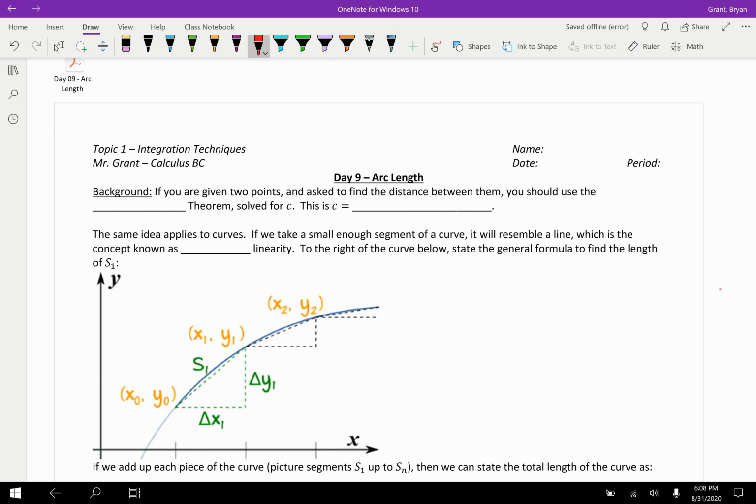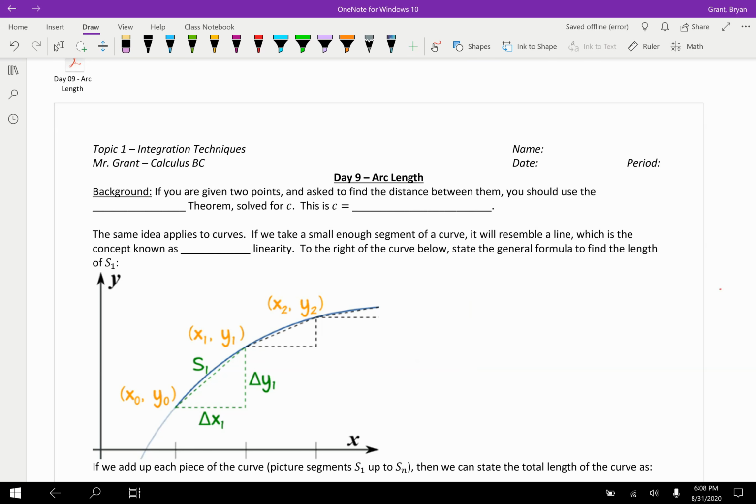So, the idea behind arc length is we're going to use calculus to calculate the length of a curve. In the past, like in geometry, you've had to calculate lengths of lines, and that all relates to the Pythagorean Theorem. If you wanted the length of this line, you find how far up, how far over, Pythagorean Theorem, and go from there. Arc length really uses the exact same idea.